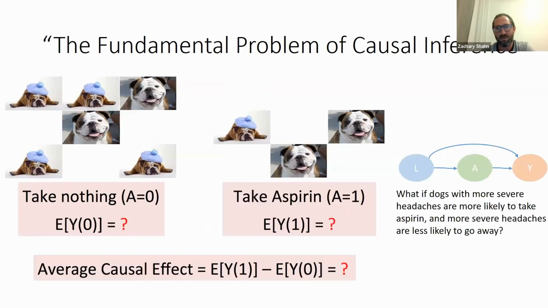Now, the fundamental problem of causal inference, as it has been dubbed, is that, of course, for any given unit, you don't get to observe both their potential outcomes. You only get to observe the outcome corresponding to the treatment that they actually took. So you want to know the average in the population of what the outcome would be under no treatment, but you only get to observe the outcomes of these dogs who didn't take treatment. And here you only get to see the dogs who did take treatment. So you don't know what any of these expectations are.